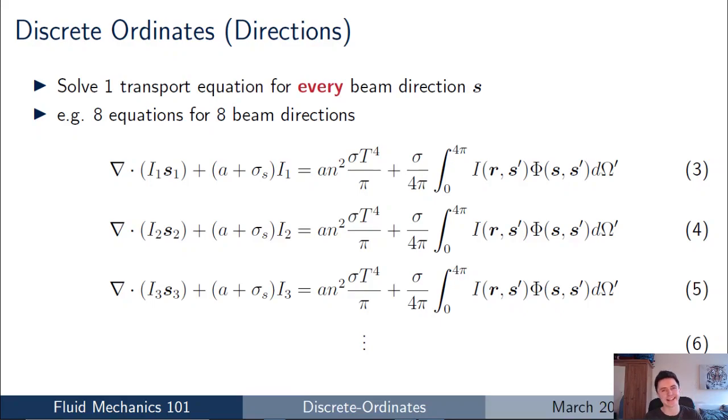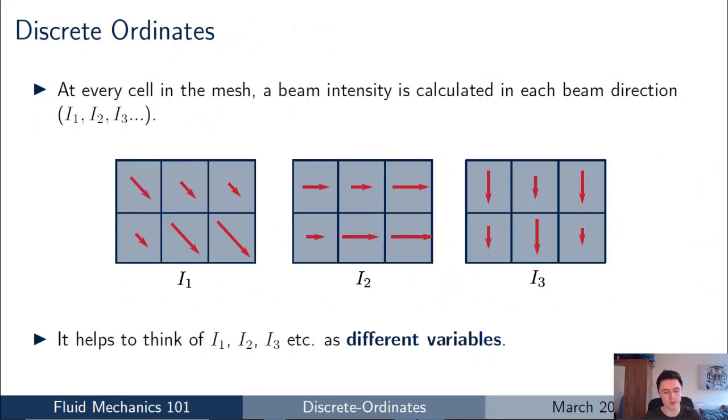So this is the key thing to think about with the discrete ordinates method, is that even though we've only got one radiative transport equation, we're going to be solving it multiple times for each of the directions that we're considering. And the way I like to think of this is that for every cell in the mesh, we're going to be calculating a beam intensity in each direction.